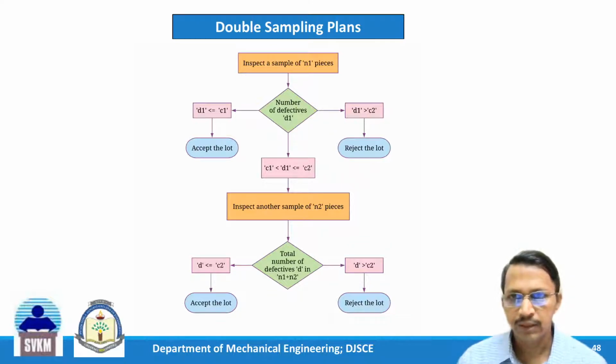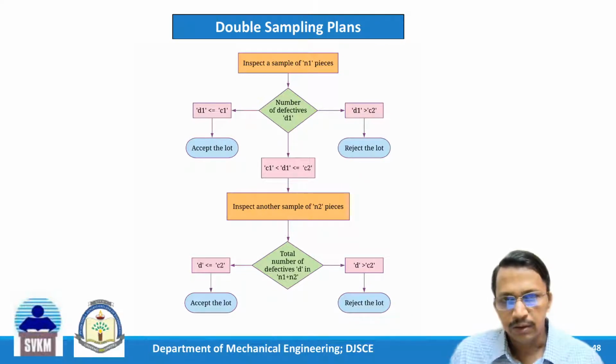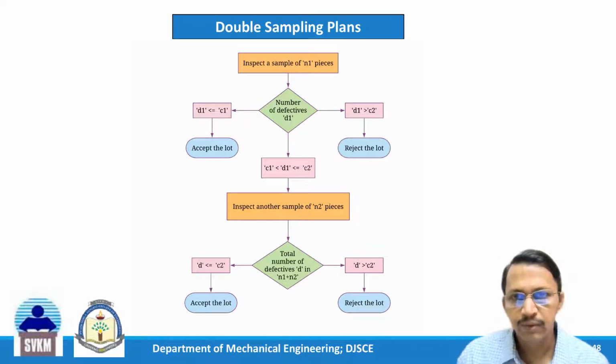The first one is the double sampling plan. In this case, as shown in the flow chart, you have two samples. Every sample will have an acceptance number. C1 is the acceptance number for sample 1, N1 is the sample size of sample 1, C2 is the acceptance number of sample 2, and N2 is the size of sample 2. In that way, let us see the flow.